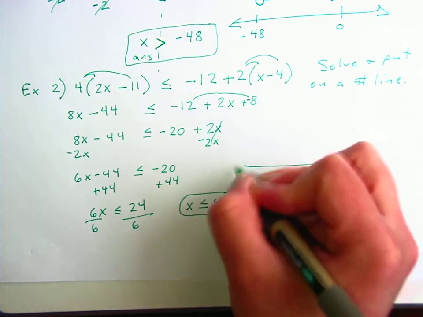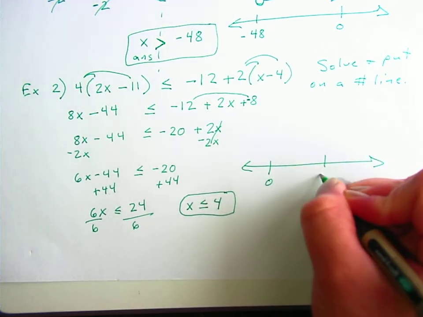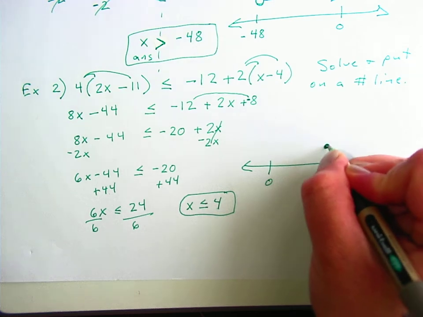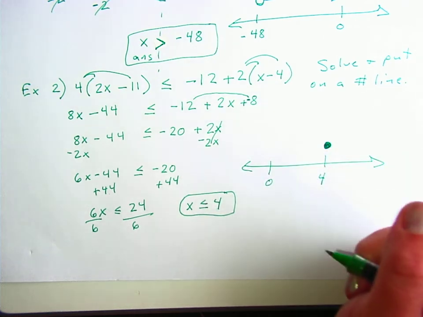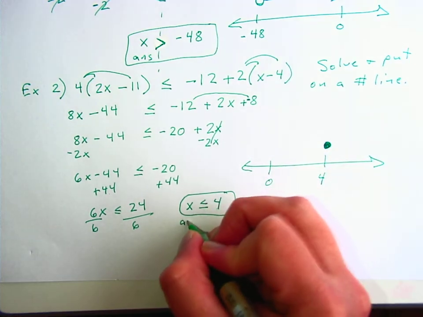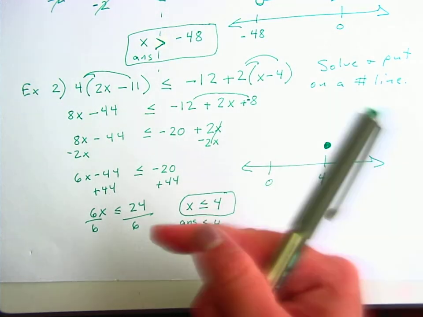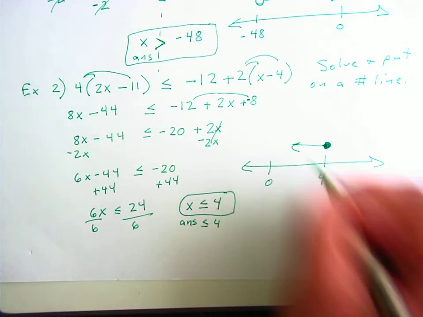And then if I put that on a number line, here's 0, here's 4. It's a closed dot because it's an equals to problem, less than or equals to. Closed dot means it's colored in. And this means that my answer is smaller than or equal to 4, where that arrow points kind of to the left. So it goes that way.